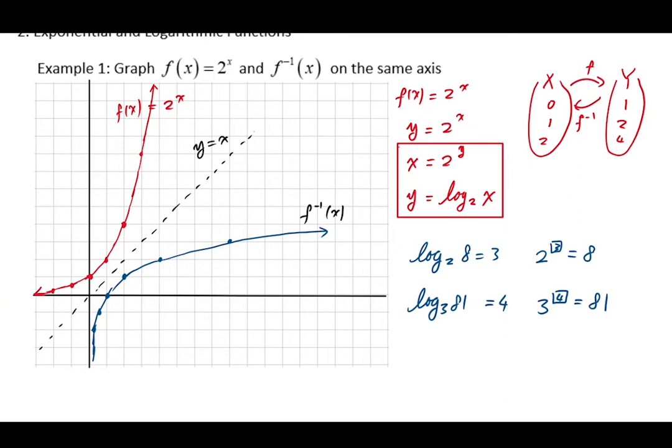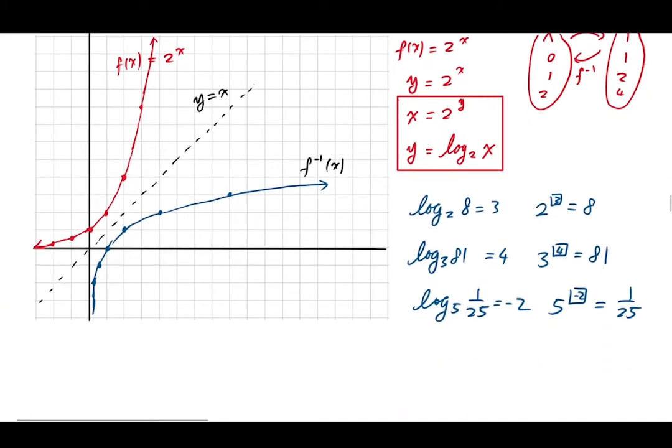Okay, now let's do something that's not as easy then. What about log base 5 of 1 over 25? What would that be? Well, that means 5 to the something power is 1 over 25. And do you see this has to be negative 2 here? Okay, last one, but not so obvious one.